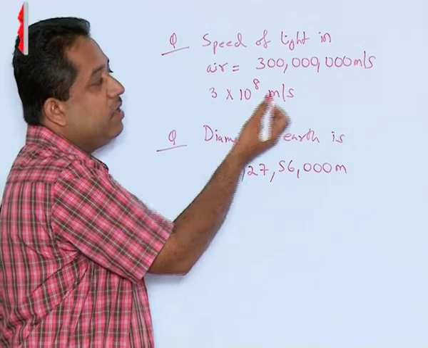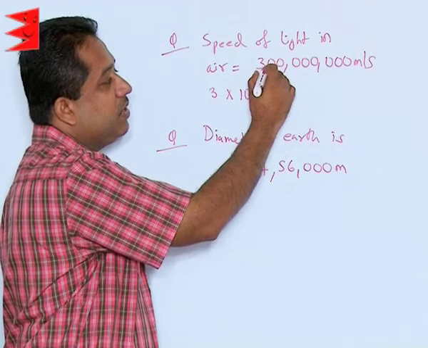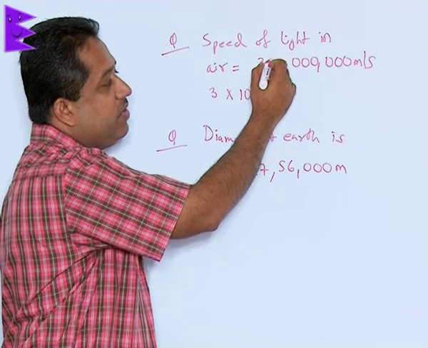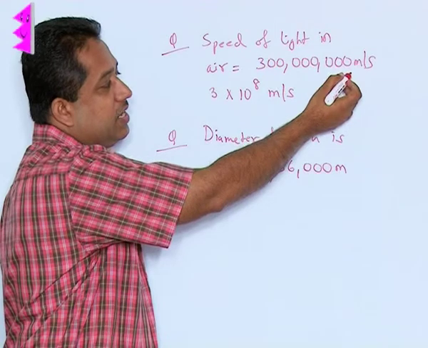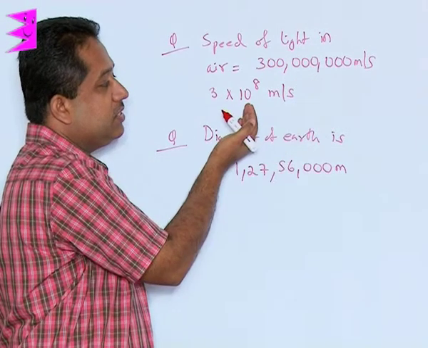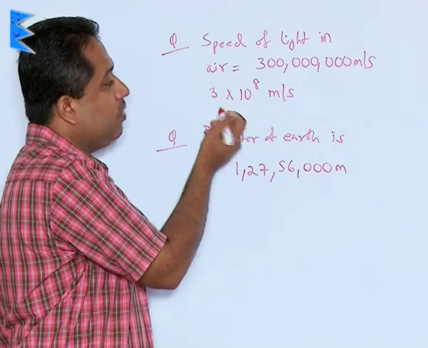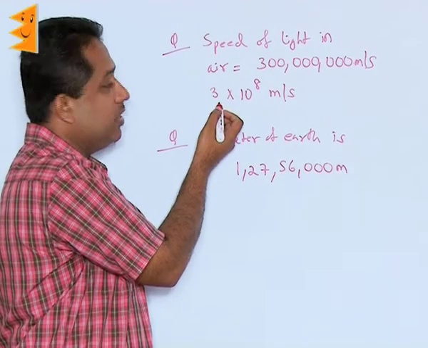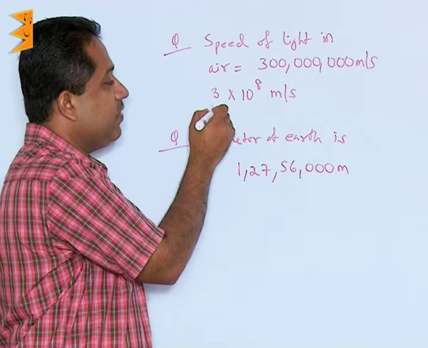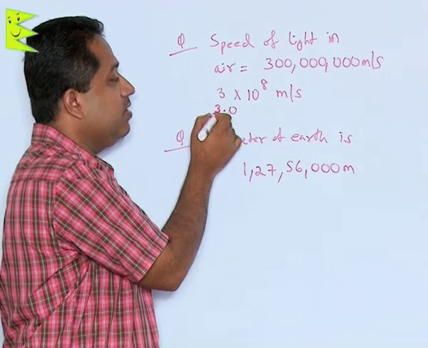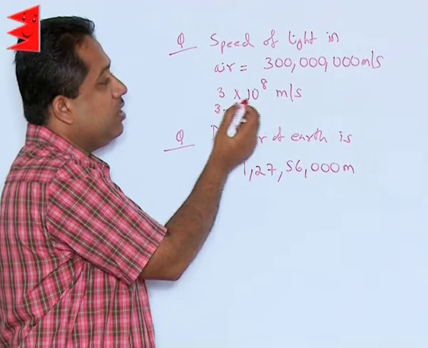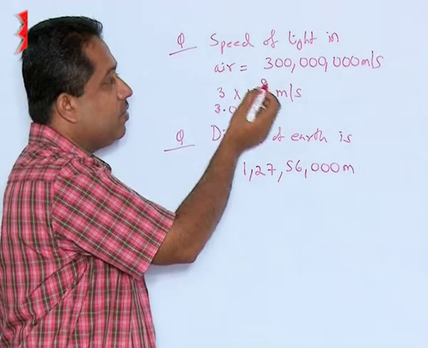The reason being we had to shift this decimal 8 times, and as discussed before, when we are shifting the decimal 8 times to the right, that means it is a positive power. So we can write it as 3.0 or 3, the meaning is same. The decimal is not written here. Even if I write it as 3.0, it doesn't matter because 3 and 3.0 are the same. So 3 into 10 to the power 8 will be the standard form of this.